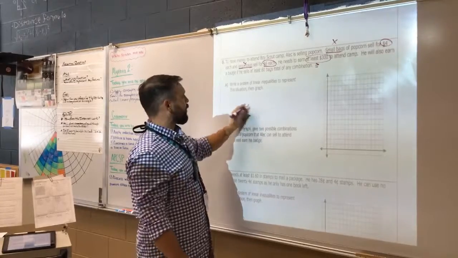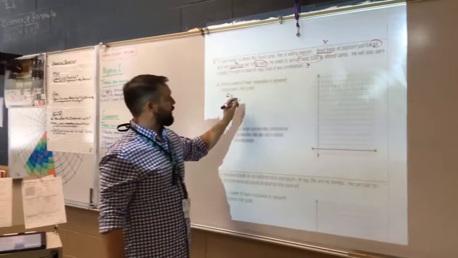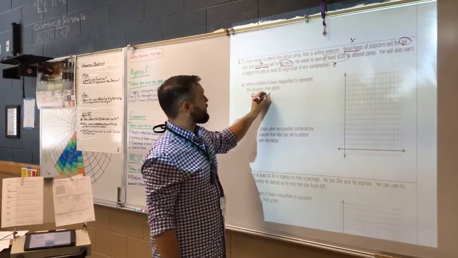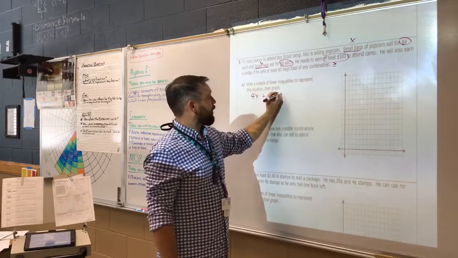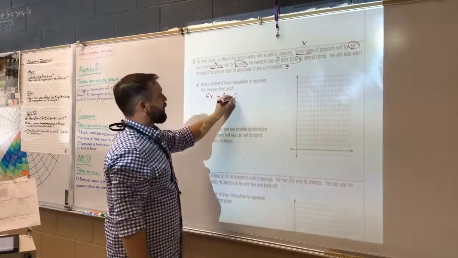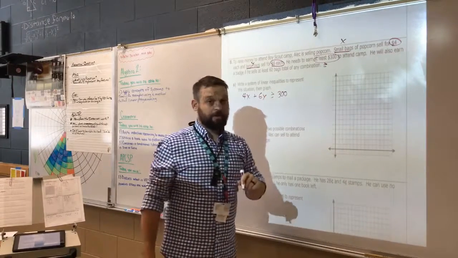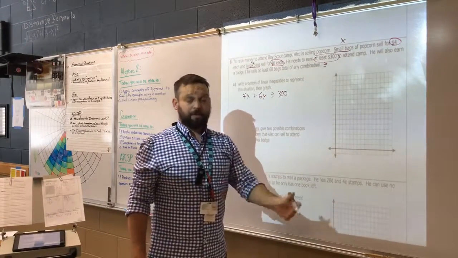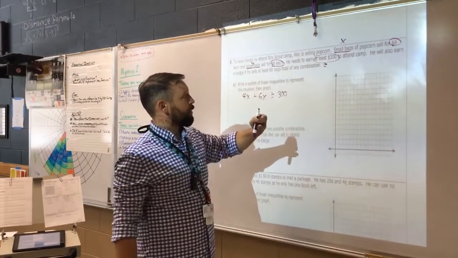So when I write the inequality, I can say 4 times the number of small bags plus 6 times the number of large bags. So my sales based on these has to exceed or at least be the same as $300 in order to be able to go to the camp. So that's my first inequality.